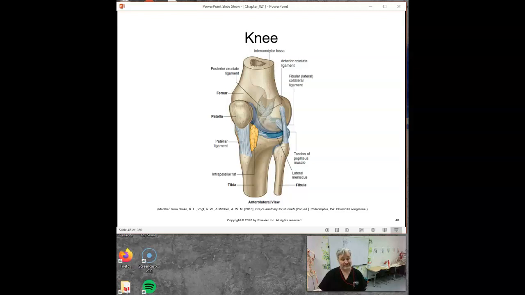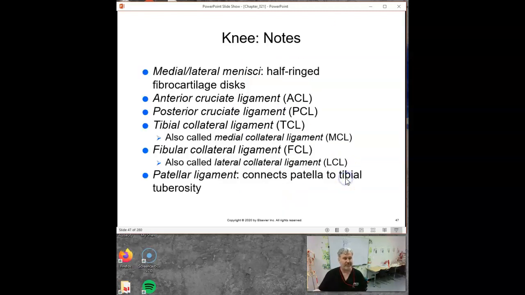Rectus femoris. Vastus medialis. Vastus intermedius, sure. I always mess up the endings on those two. And what's the fourth one? Well, if there's a medialis, shouldn't there be a lateralis? Thank you. Vastus lateralis. So, rectus femoris, vastus lateralis, vastus medialis, and vastus intermedius. Cool. Thank you, ma'am. Good job.